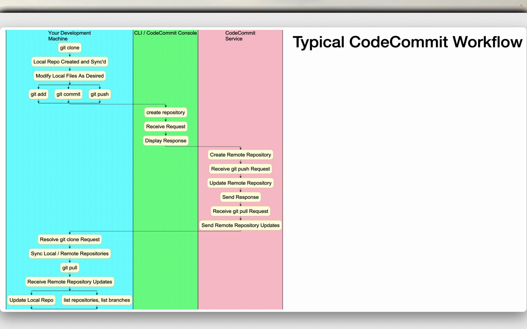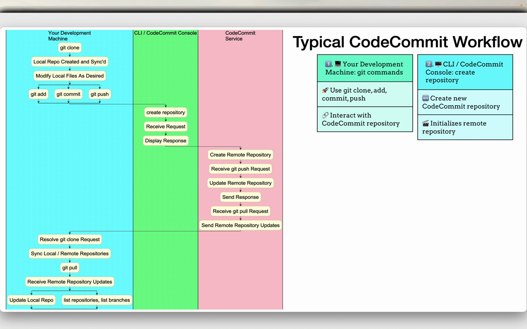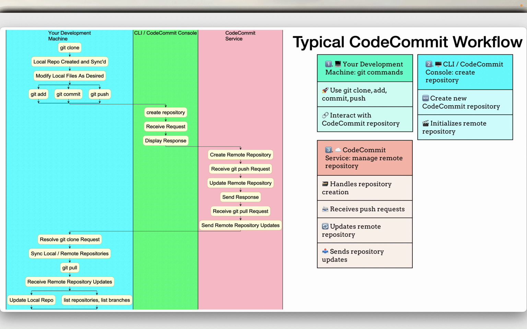So the AWS CodeCommit workflow, from local to remote, a typical workflow. The workflow starts on your local development machine where you use Git commands like git clone, git add, git commit and git push to interact with the CodeCommit repository. You can create a new CodeCommit repository using the AWS CLI or the CodeCommit management console, which initializes the remote repository. The CodeCommit service manages the remote repository, handling requests like creating the repository, receiving push requests, updating the remote repository and sending repository updates.